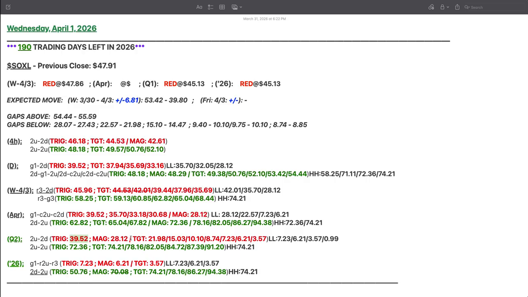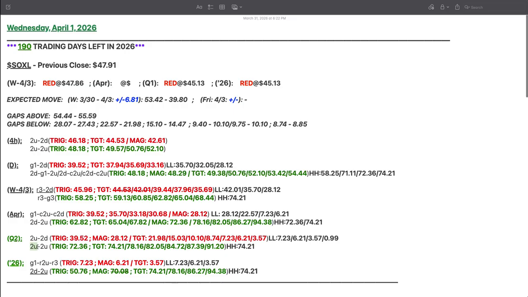If we reach 28.12 and continue to go through there, we've got targets of 21.98, 15.03, right? Going all the way back down to the April 7th low from 2025, the 2022 low of 621, and then the all-time low of 357, right? But again, if we go 2 up on the quarter, it's not a reversal. It's just a continuation. So we'll have a 2 up, 2 up continuation triggering at 72.36. All-time high is 74.21, and then we've got our extended targets out here for you.